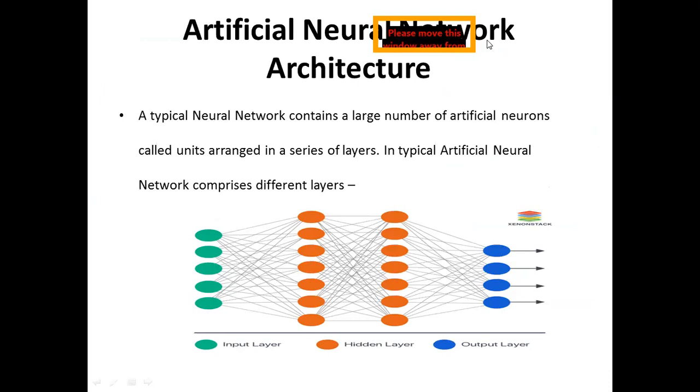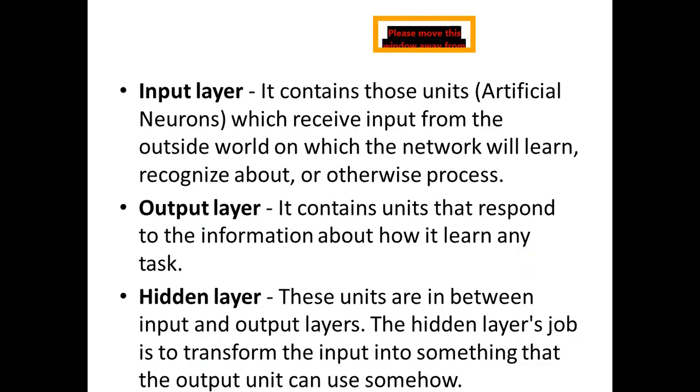Then followed by the artificial neural network architecture. This is the basic architecture of an artificial neural network. It consists of three layers: the input layer, the hidden layer, and the output layer. In between the input and output layer, we have a layer called the hidden layer. It consists of a large number of artificial neurons called units. Each and every neuron is called a unit here, arranged in a series of layers. Then, what is meant by an input layer?